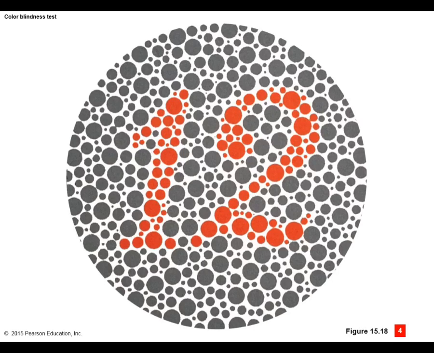If vision's normal. And it tests all these different combinations. And so some people wouldn't be able to see certain combinations of these hidden numbers and letters, and it would tell the doctor pretty easily what kind of color blindness you have.